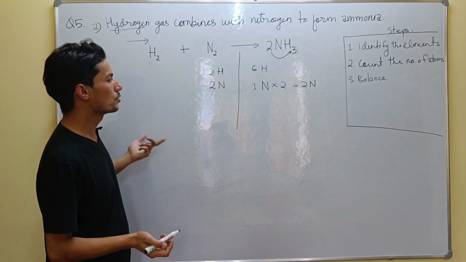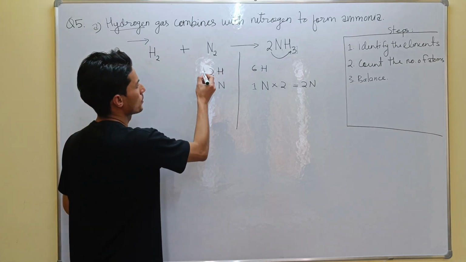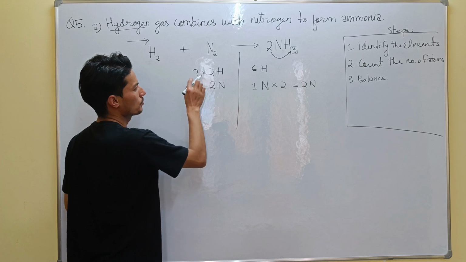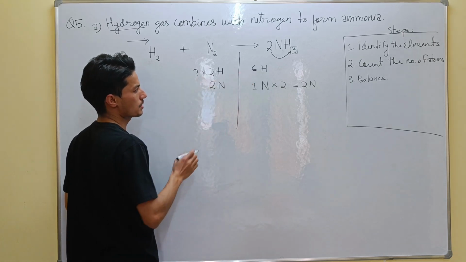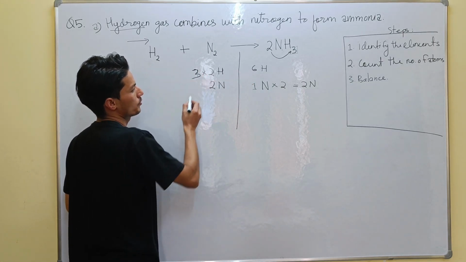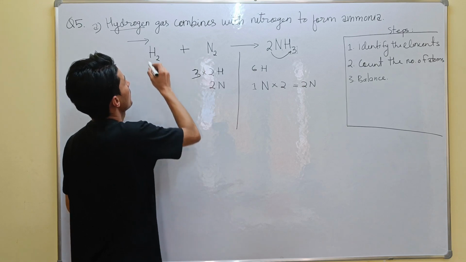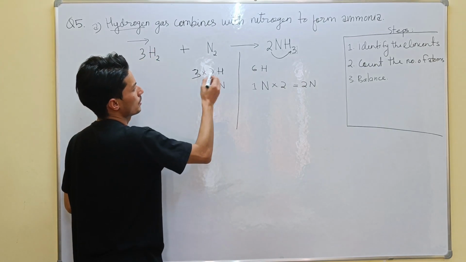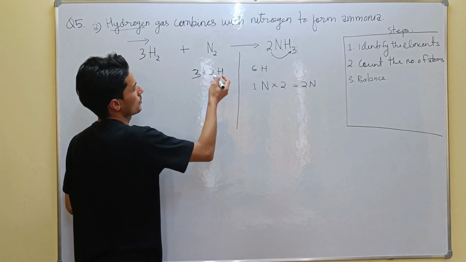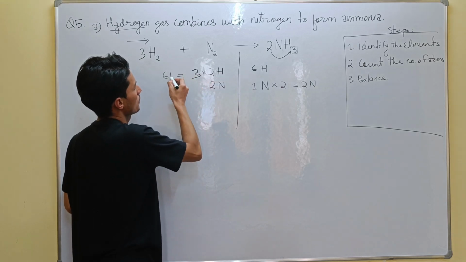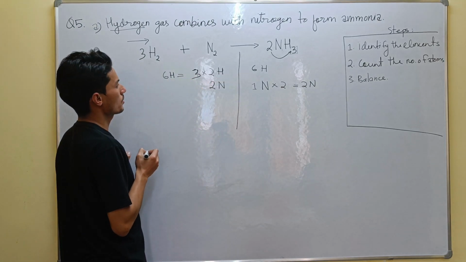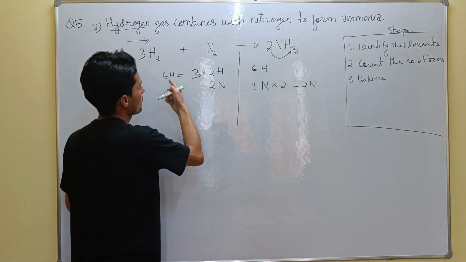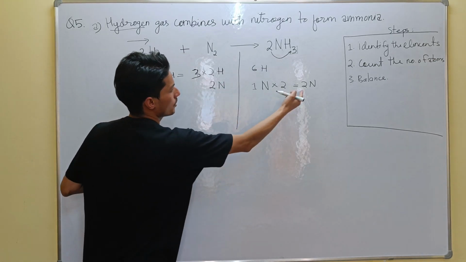So you know what we do. We will multiply with the number, isn't it? So what number do I write here so that the number becomes 6? The answer is 3. You have to multiply with 3. So you have to put here 3. So 3 2s are 6. So this side also has become 6 hydrogen. So same, 6 hydrogen, 6 hydrogen, 2 nitrogen, 2 nitrogen.